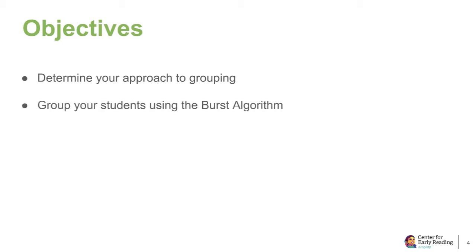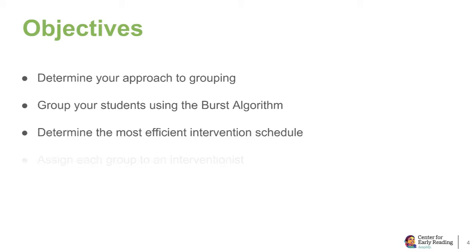Here you will see the objectives for our time together. We will go over 3 different approaches to grouping and their pros and cons. Then you will choose which grouping model is best for your school. I will then show you how to use the BURST algorithm to group your students. Next, we will move on to scheduling, and we will discuss common roadblocks for scheduling, go over some scheduling tips, and how to adjust your existing class and staff schedule to ensure you get 100% coverage for students who need intervention. Finally, I will show you how to assign BURST instructors to each group.